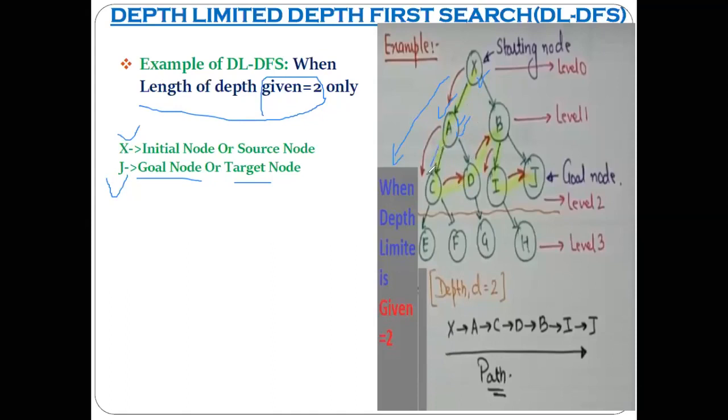After A there is C. C will be pushed onto the stack. Is C our goal node? No. So from there you need to backtrack because you have reached level number 2: 0, 1, 2. Is there any need to go to E also? No, you cannot go to E because your limit is given as 2. Understood? You have to backtrack from this point to its previous node, that was A.